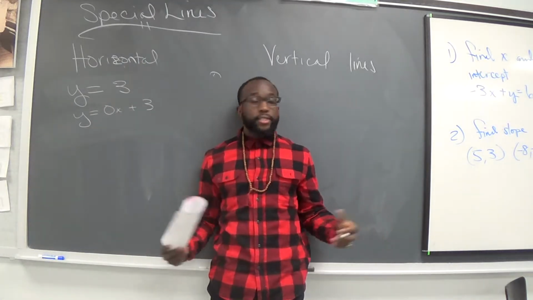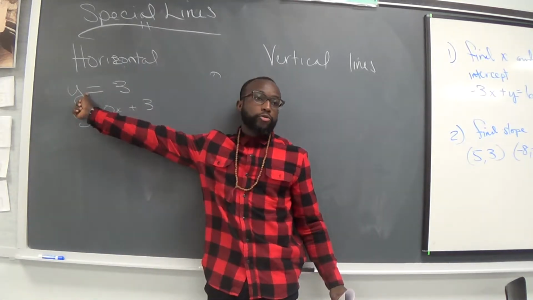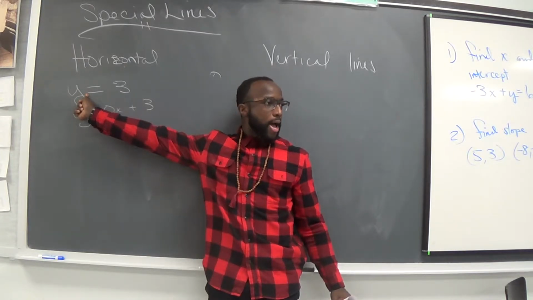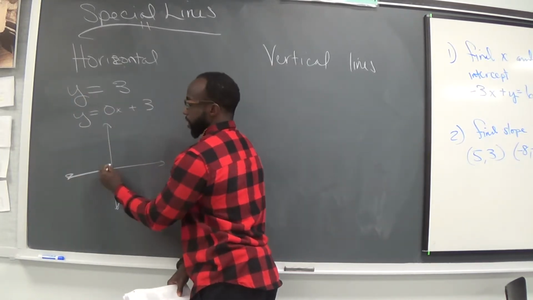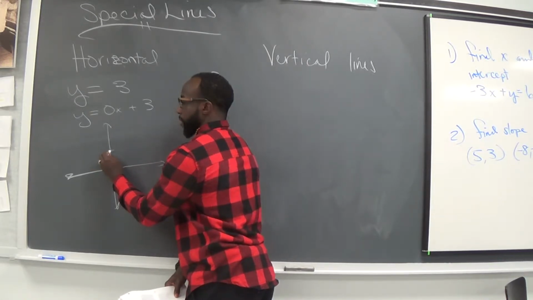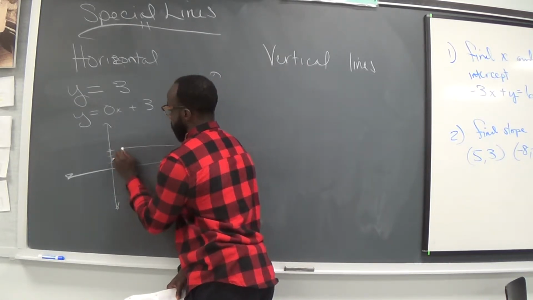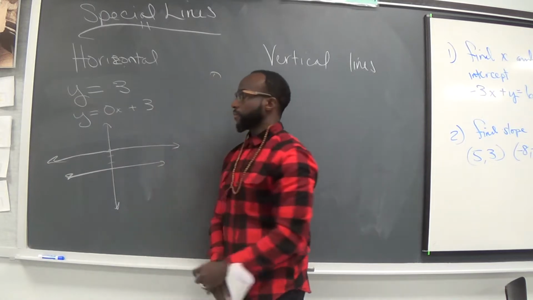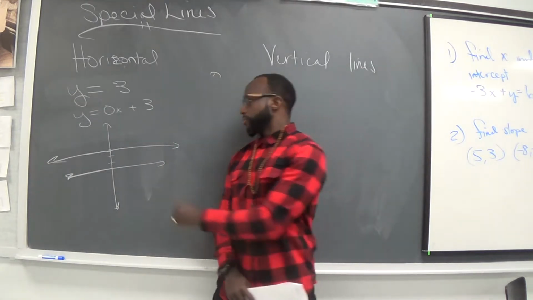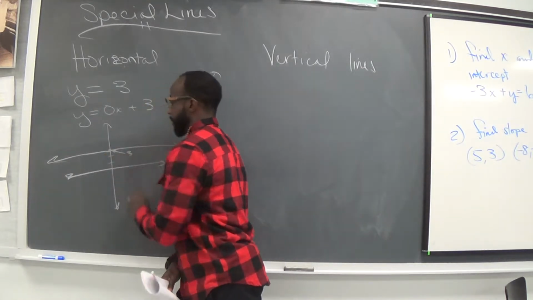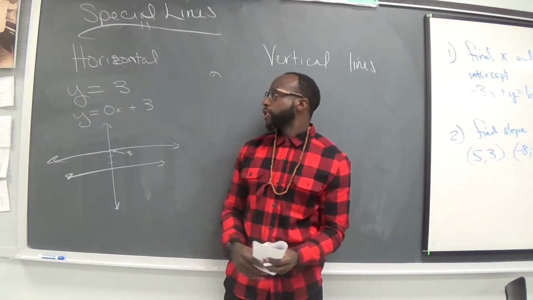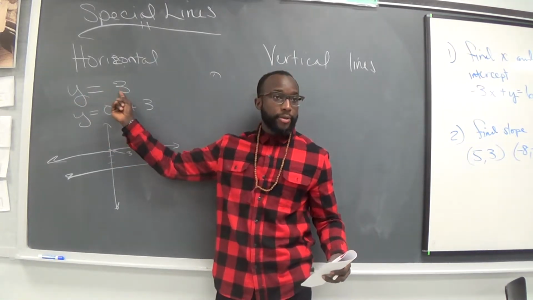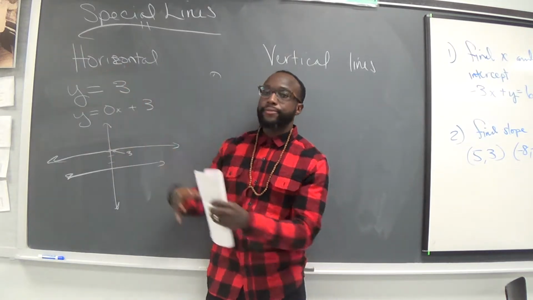If you were to graph this, your line is going to go through the 3 on the y-axis, and that's it. So to graph this, we go 1, 2, 3, and you have a horizontal line going through 3. Whenever you see y equals a number, you have a horizontal line.